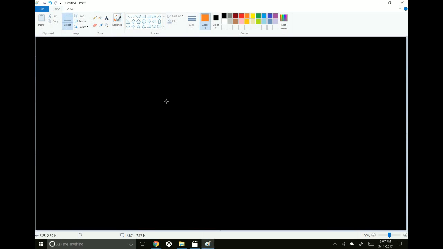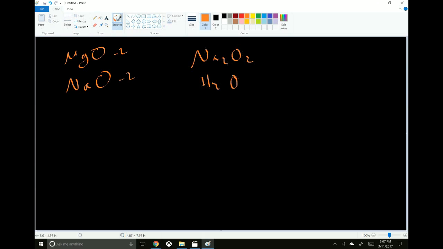So, looking at different possibilities, magnesium oxide or sodium oxide, it's just nice and straightforward. For both of these, oxygen would be -2. For sodium peroxide or hydrogen peroxide, both of these, oxygen is a peroxide, that's the name, and oxygen is going to be -1.